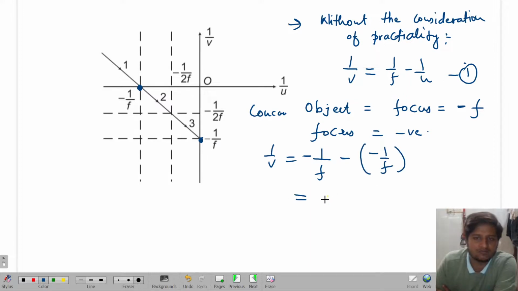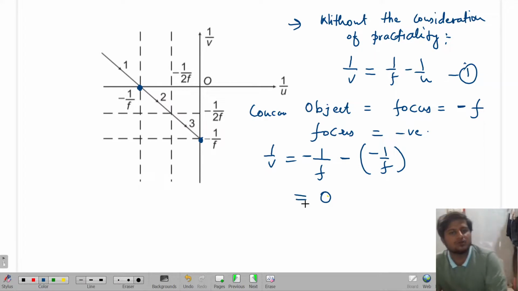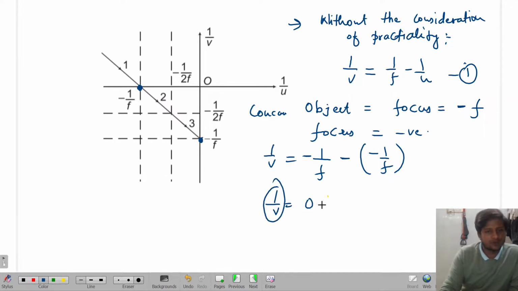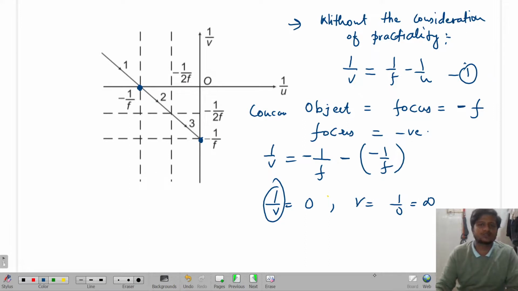If you calculate it, what are you going to get? You are going to get 1 by v equal to 0. That means, it's not 0, try to understand. Magnitude wise, 1 by v is equal to 0. Got it or not? Try to understand, Gagan, what I'm saying. 1 by v is equal to 0. I'm not saying that the image distance is 0. If you calculate, the image distance v will be equal to 1 by 0, which is equal to infinity. Understood or not? So the image distance is infinity, but your 1 by v is how much?